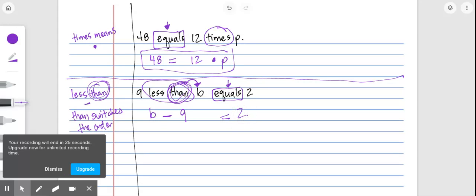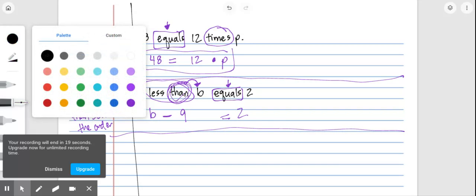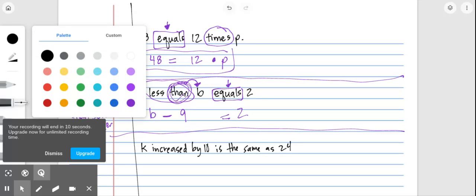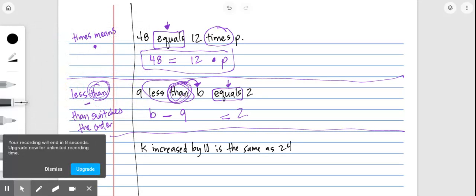Okay? All right. I'm going to give you one try-it. Pause this for a second, do that problem, and then I'll give you the answer. Hopefully you came back. K increased by 10 is 24. Increased by means plus, so K plus 10 equals 24.